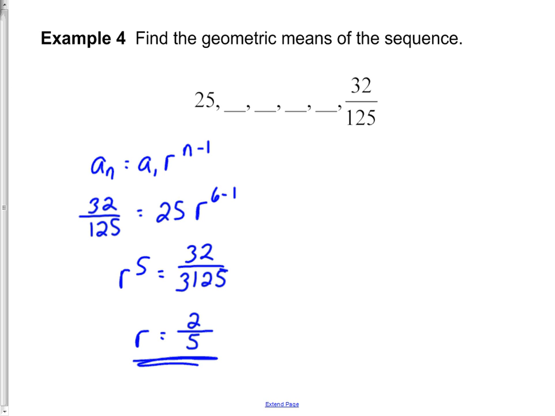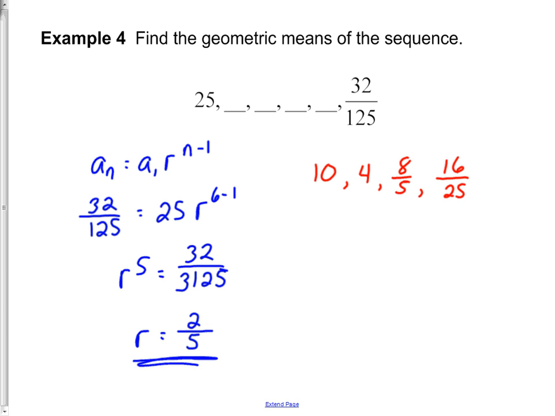So if I multiply 25 by 2/5, that should give me the next number in the sequence, which is going to be 10. That'd be 50 divided by 5, which is 10. 10 times 2/5 would be 20 over 5, or 4. 4 times 2/5, that's going to be 8 over 5. And 8/5 times 2/5 would be 16 over 25.